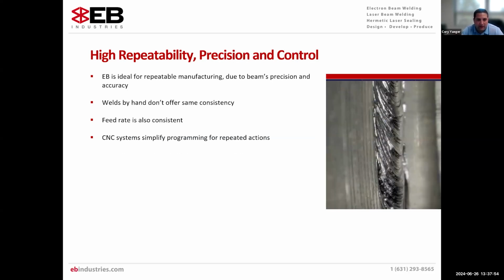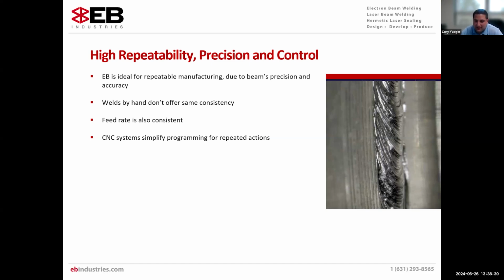Another thing is the high repeatability, precision, and control. Electron beam welding works extremely well with manufacturing a lot of the same pieces over and over again. This is because the beam's precision and accuracy keeps welds consistent across multiple pieces, where a weld done by hand may have variations in the applied heat. That means that EB welds will have more consistent material properties for multiple components. In general, EB welding provides unparalleled precision and control over the weld, reducing thermal distortion and allowing for the joining of complex and delicate components with remarkable accuracy.